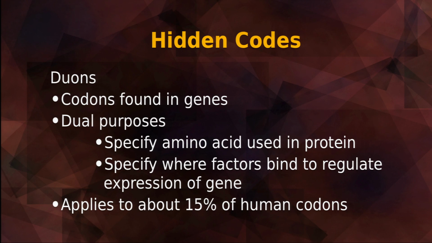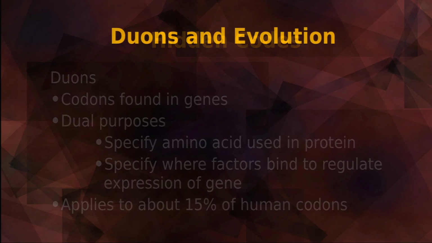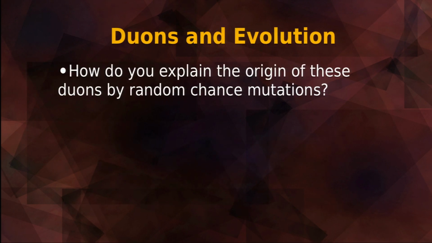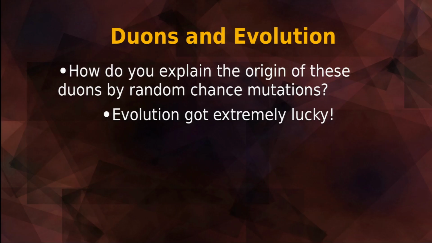Now, that's going to be a problem for evolution, and it's really twofold. First of all, how do you explain the origins of these duons by random chance mutations? Not only do you have to have in the DNA a codon to code for the correct amino acid for the protein, but it also has to regulate the expression of that gene correctly, like how fast it's going to go, or when it's going to happen, or under what conditions it's going to happen. Because it's doing 2 things, you have to evolve 2 things simultaneously. So I always say evolution got extremely lucky, right, in order to do this.